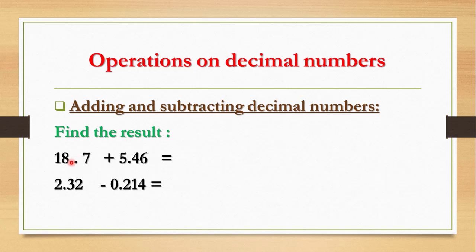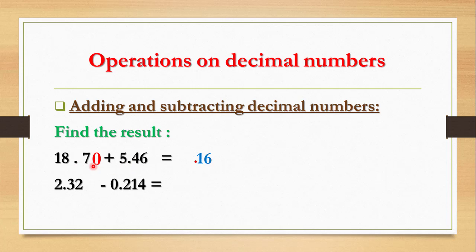The first one, we have 18.7 plus 5.46. The first step, be sure that you have the same number of decimal places. Here we have two decimal places, 6 and 4. Here we have only one decimal place. So add 0. Now we have the same decimal places. Start adding now. 0 plus 6 equals 6. 7 plus 4 is 11. 1. Carry 1.